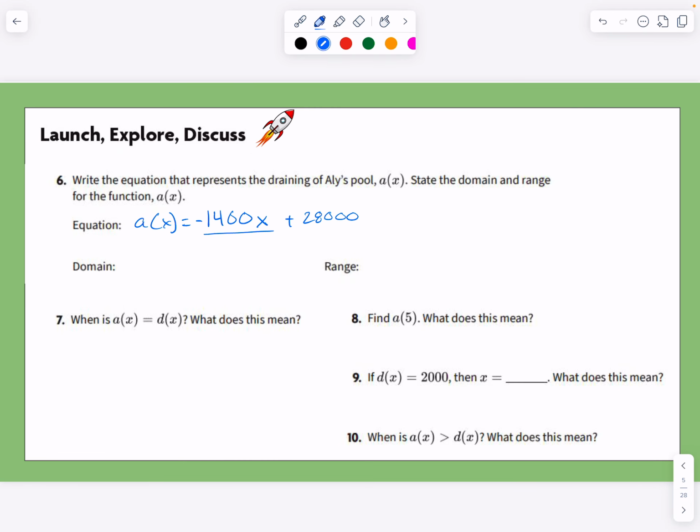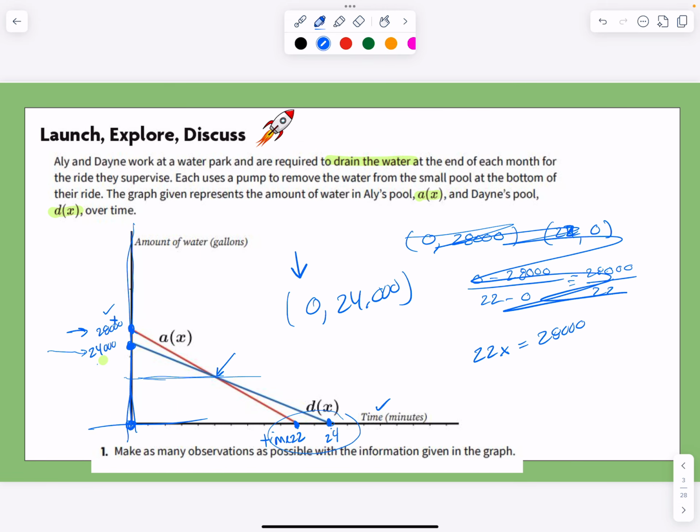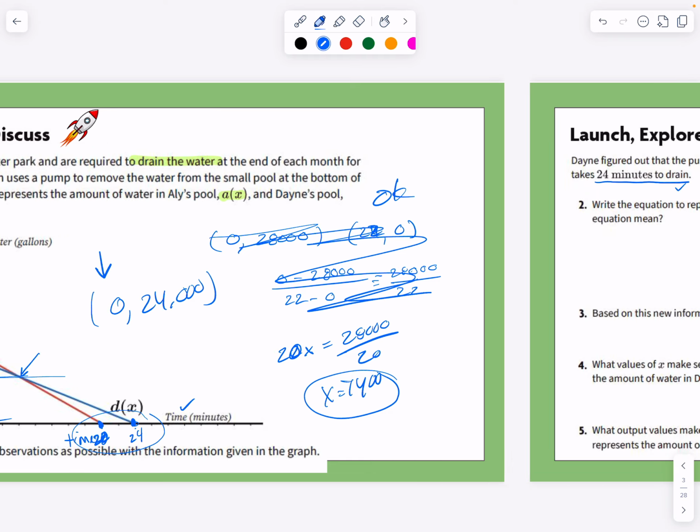So our domain for Allie, let's move our domain. Our domain for her is 0, and it's going to go all the way to, oh, maybe that's what it is. Maybe it's 20 right here. That makes a lot more sense. 20 divided by 20. See, now I can read my own handwriting. Divided by 20. Yes, so x equals 1,400. That's our rate, so this was okay. So our rate for Allie is going down negative 1,400.